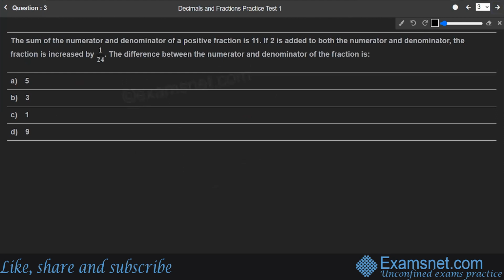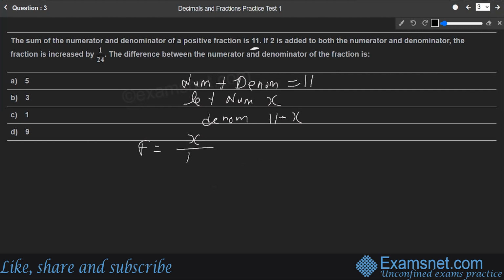Now, the sum of the numerator and the denominator of a positive fraction is 11. So we can say numerator plus denominator is equal to 11. Let the numerator value be x. So the denominator value will be simply 11 minus x, because the total sum is 11. The fraction value is nothing but x over 11 minus x. This is how the fraction can be created by utilizing the first condition itself.